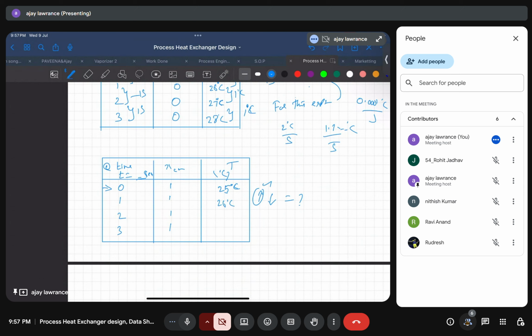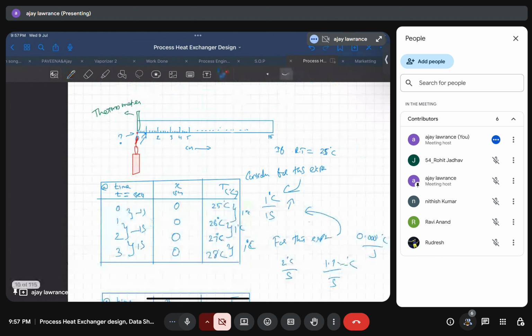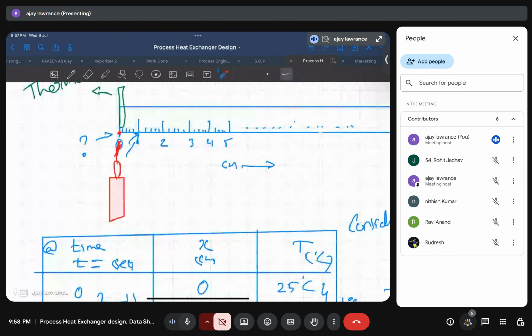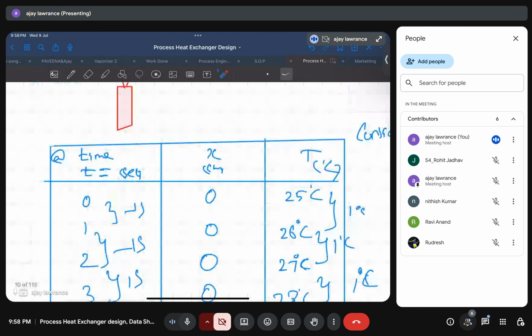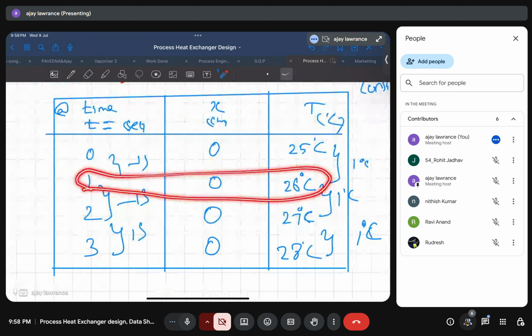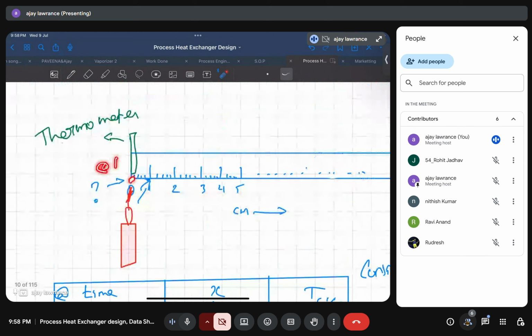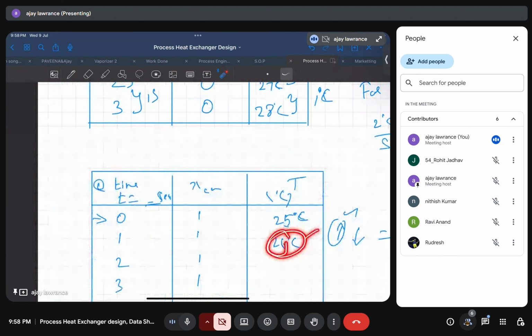What about others? Any answer? See, just think logically. If heat needs to transfer from one point to another point, at least one point should be of increased heat. Only then will heat transfer. At 0 it is 27 at that time, 1 is 26. You are saying that this point will be 27. Sorry, at 1 second this point is 26 degrees Celsius only. This point is 26 degrees Celsius at time t equal to 1 second. So at 1 second only, I'm asking what is the temperature, right?